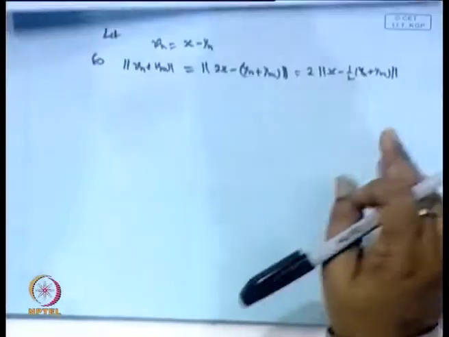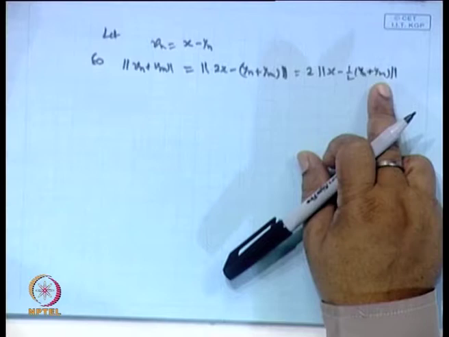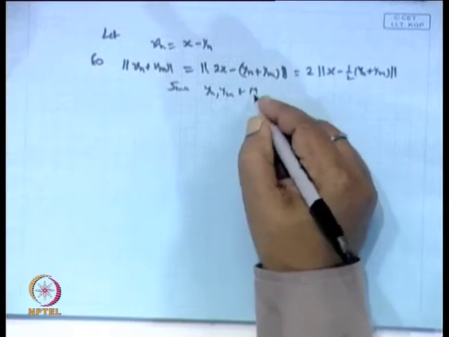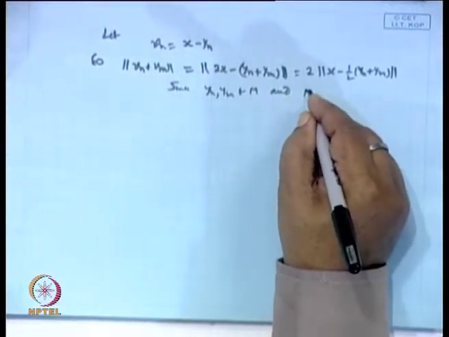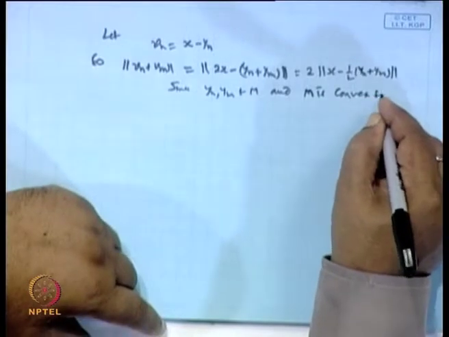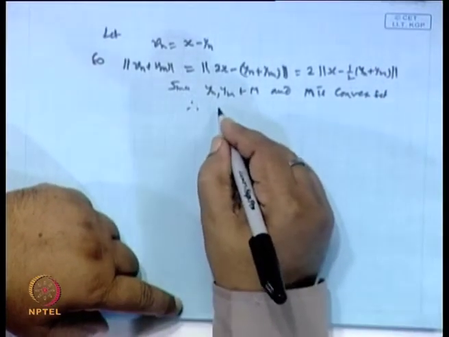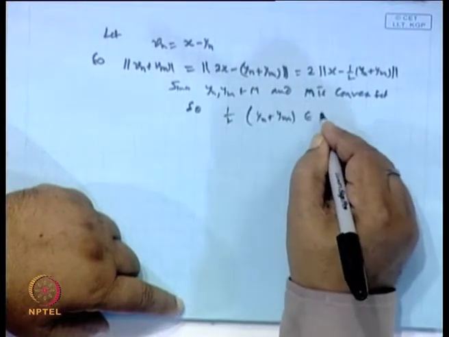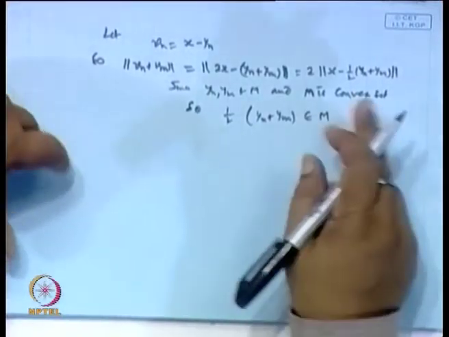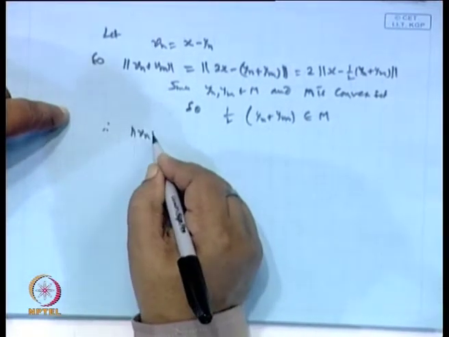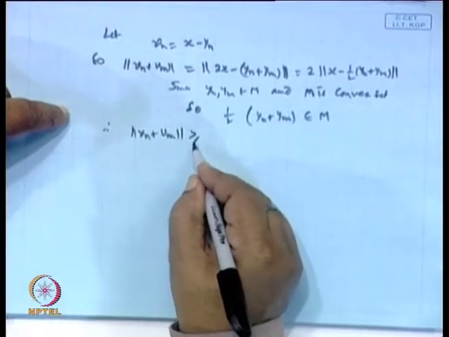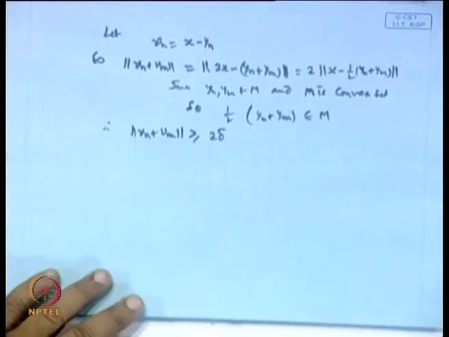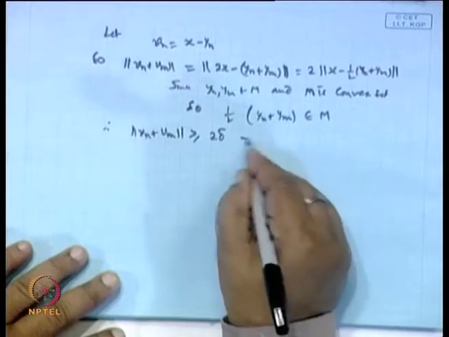Now, here y n and y m both are points in M, and M is a convex set. So, half of y n plus y m is also a point of M. Once it is a point in M, therefore the norm of V n plus V m will be greater than or equal to 2 delta. Agreed or not? Is it correct? Clear? Let it be 1.